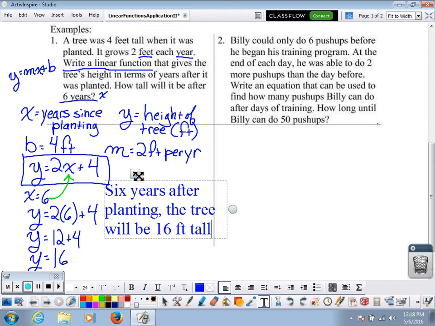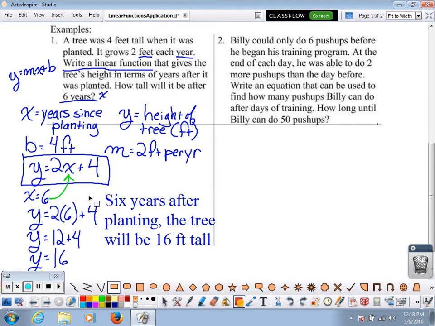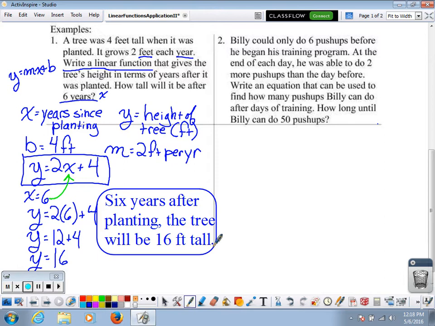Six years after the planting, the tree will be 16 feet tall. And there we go. I'm working on it. All right, let's look at number 2.